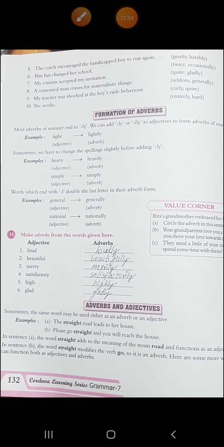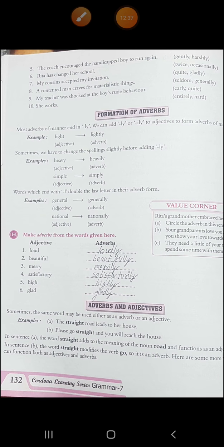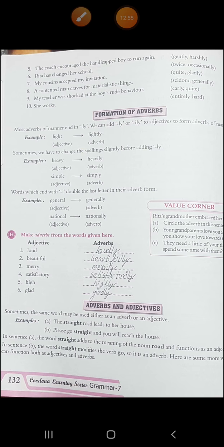See the first one, loud, it is ending with D only. So, we just add ly, becomes loudly. Beautiful becomes beautifully because it is ending with L. So, there will be two L. Okay, merry becomes merrily, satisfactory becomes satisfactorily, high becomes highly, glad becomes gladly. Okay, just see it and write the correct spellings. Don't make any mistake.